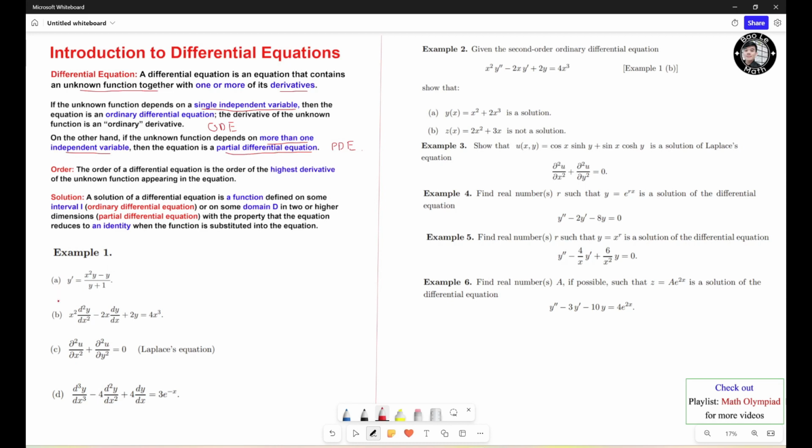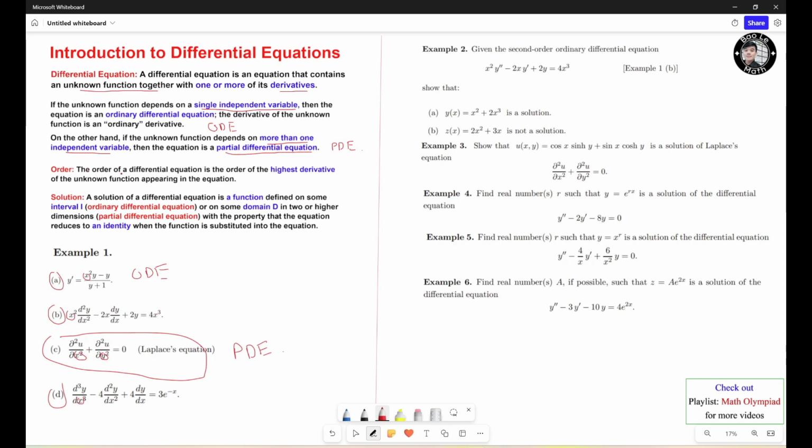Alright, so we look at this one right here. A, B, and D are called ODE. Only C right here is a PDE, because this one has two variables, s and y. A, B, and D only have one variable, which is s.